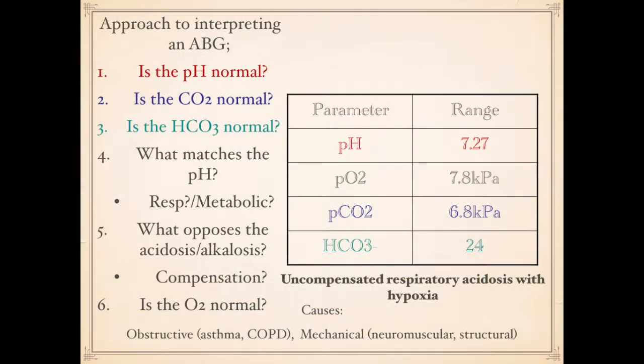So these are the causes for this. You're looking at obstructive causes, so your asthma, your COPD, or generally mechanical causes, which are neuromuscular, structural causes. Okay. So it's hypoxia, and the carbon dioxide is slightly raised. What could you also call this? Type 2 respiratory failure. Spot on. Particularly things like asthma and COPD, obstructive or mechanical causes cause this. What would a type 1 respiratory failure be?